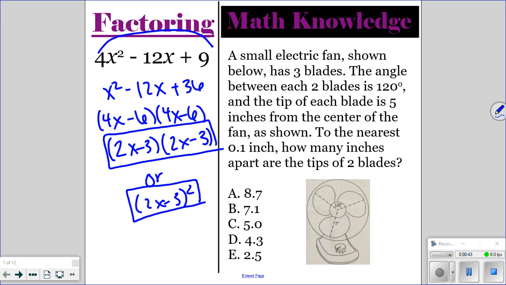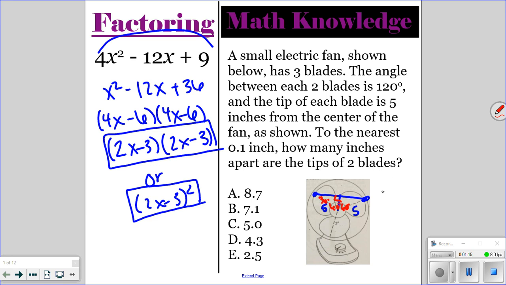All right, so we are looking for, to the nearest 0.1 inch, how many inches apart are the tips of the blade? We know that the length of each of these is 5 because it's a circle and the radius is 5. And then we're looking for the distance here. So I'm going to split this 120 into two 60-degree angles. And then this is a right angle, and so this one is going to be 30 degrees.